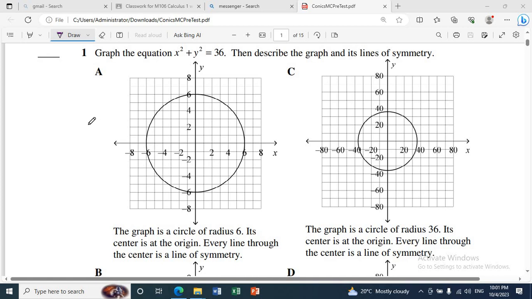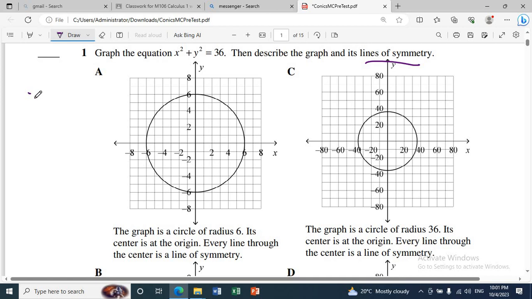So this is Conics section. Question number one, graph the equation x squared plus y squared equals 36. So obviously all your choices are circles, so definitely the equation is a circle. Now describe the graph and its line of symmetry.